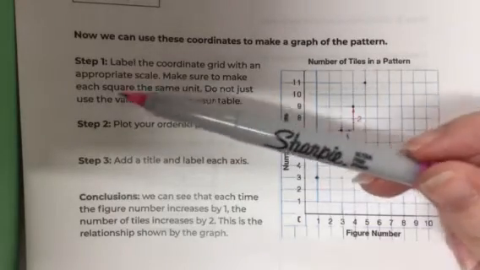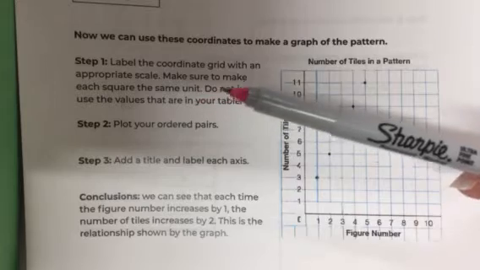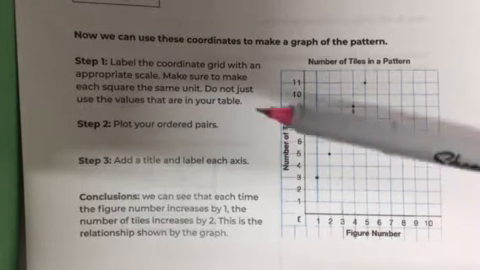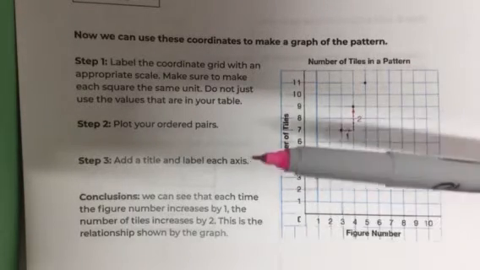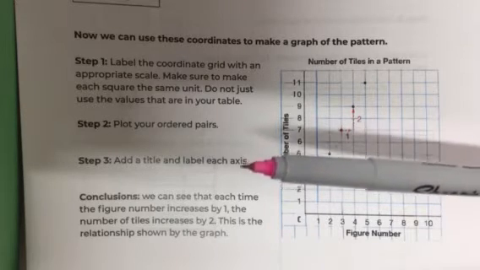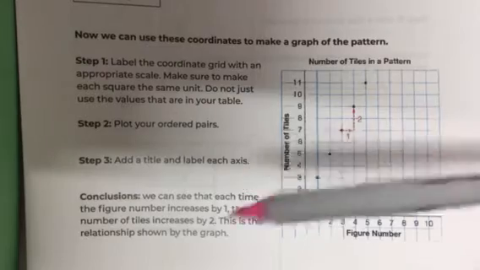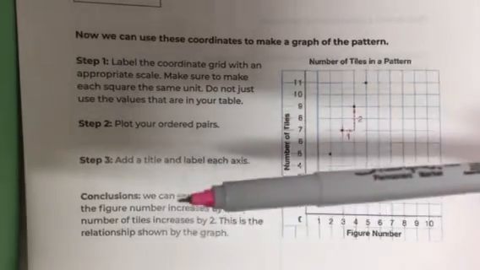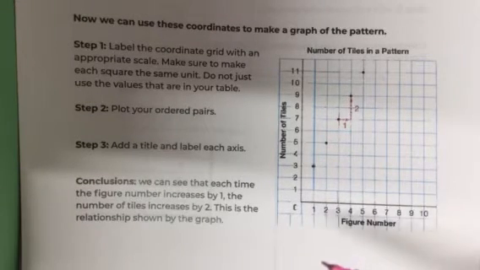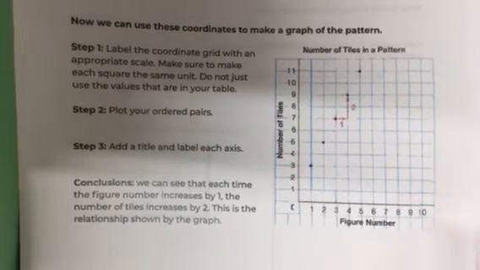So step 1 is to make sure that you have your titles and that you label your grid and that you use an appropriate scale. Step 2 was to plot those points. Step 3 is, well, I guess really make sure that it's labeled. I guess step 1 and step 3 are very similar. Conclusions are really just discussing what pattern you see on your graph. So we can see that each time the figure number increases by 1, the number of tiles increases by 2. So that is the relationship that the graph is showing us.